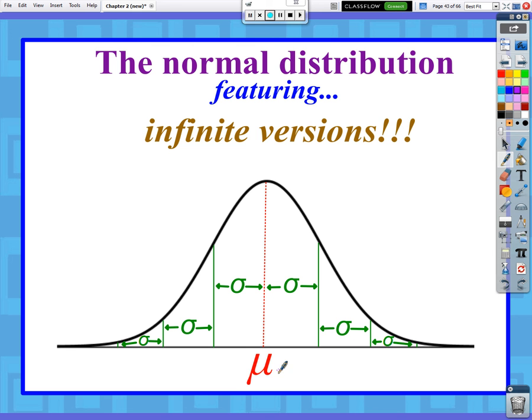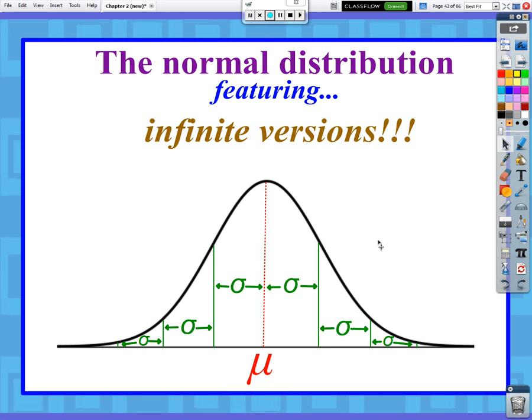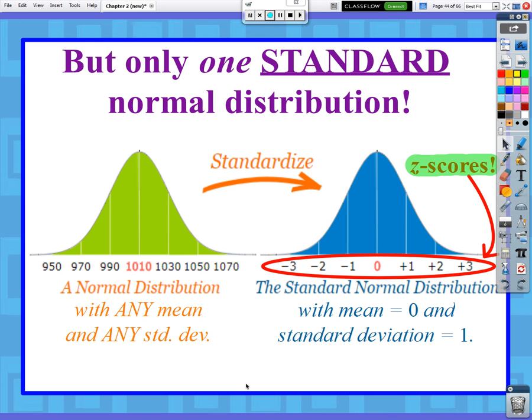So there are technically infinitely many normal distributions because the mean can take on infinitely many values. Likewise, our standard deviation could have infinitely many values as well. However, there is a particular kind of normal distribution called the standard normal distribution, which relates to something that we talked about back in video one.